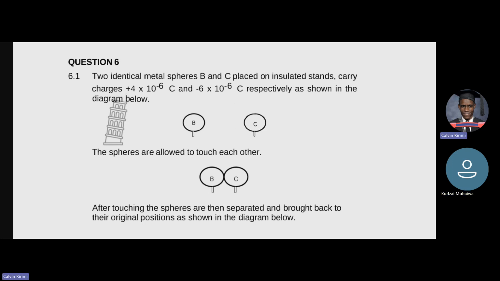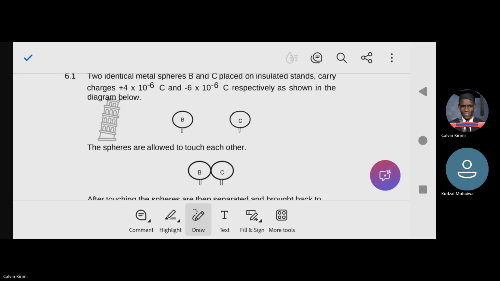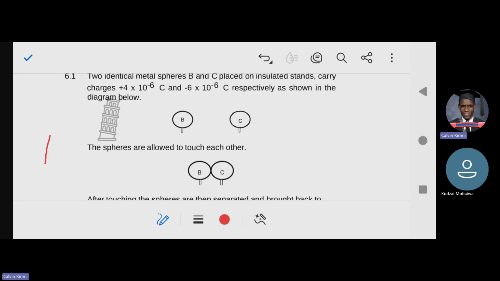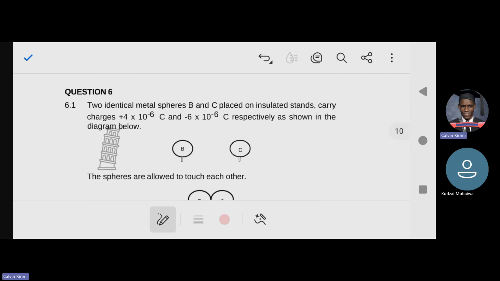So two identical metal spheres, B and C, placed on insulated stands carry charges. So this one is positively charged, positive because of the plus. This one is negative as shown. Respectively, when they say respectively, in the same order, this is B, it's a plus, and this is C.